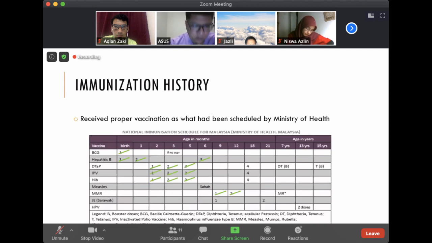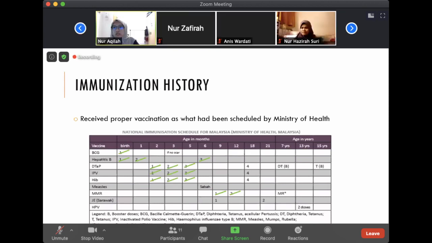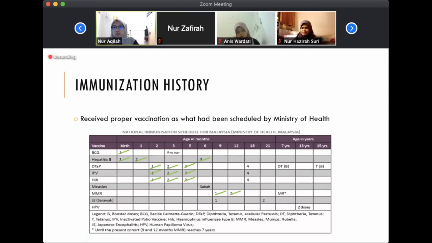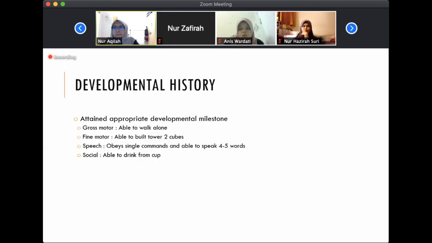And then for the immunization history, he received the proper vaccination as scheduled by the Ministry of Health up to 1 year old, which is MMR. And then next is developmental history.